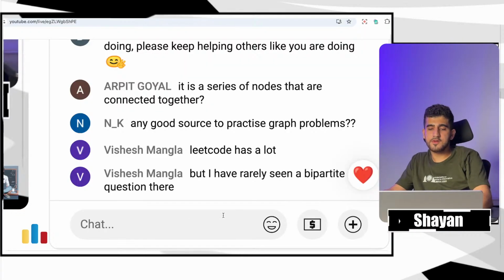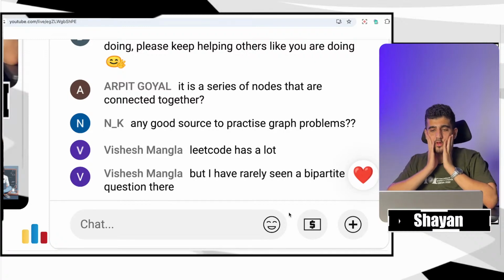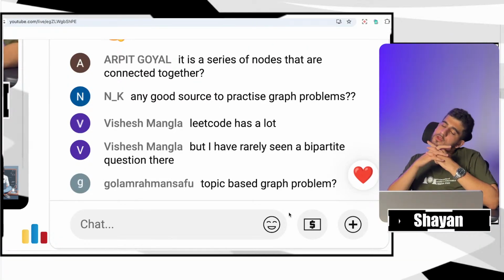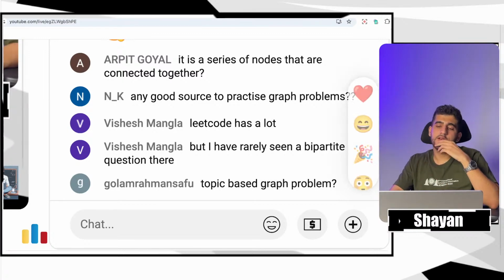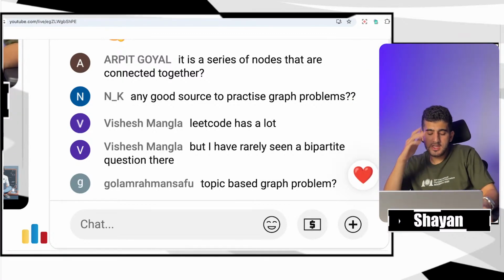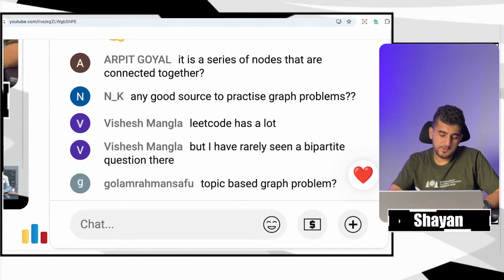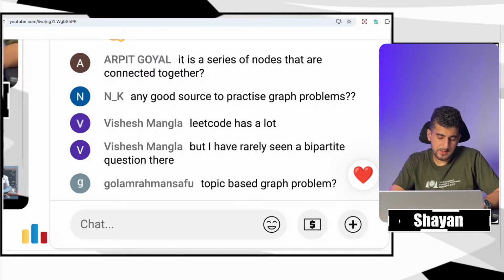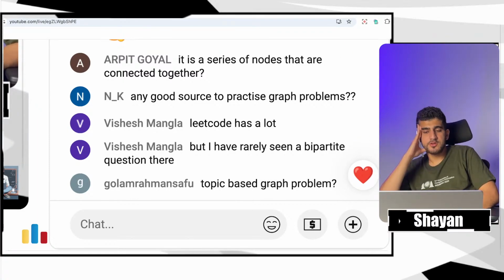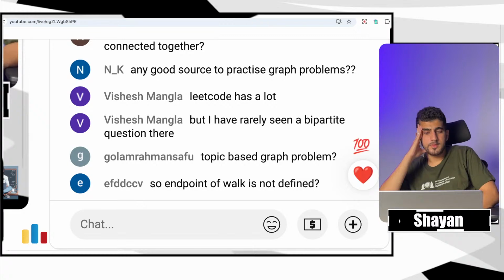Is the definition of a walk clear? If it is clear, please again use this emoji or tell me in the chat. You need to get familiar with this terminology. We're going to use these words a lot. I mean, in graphs, these words are going to be used a lot. So make sure that you're completely okay with them.